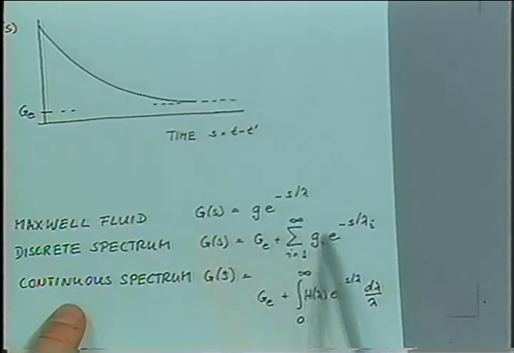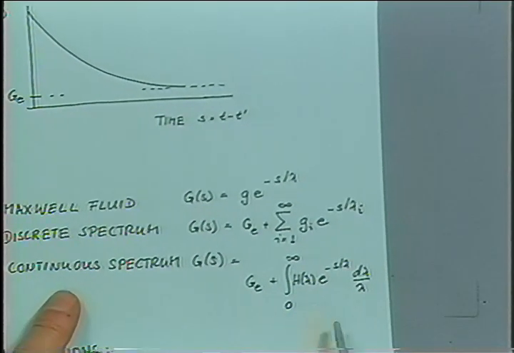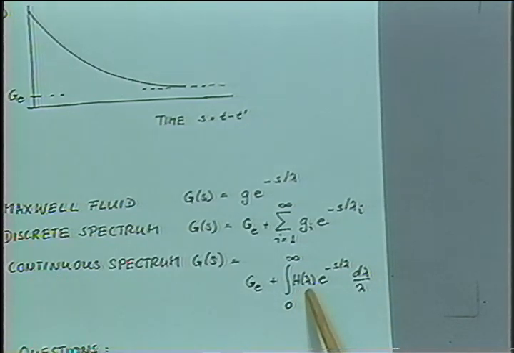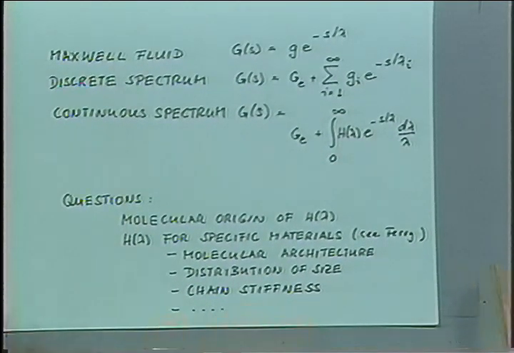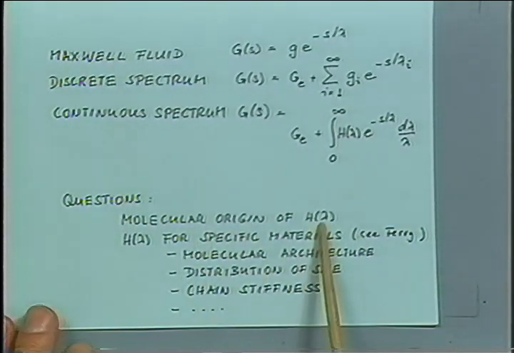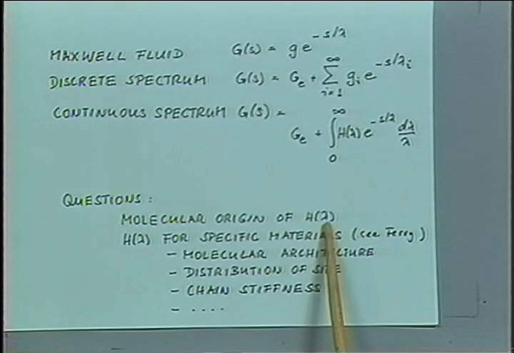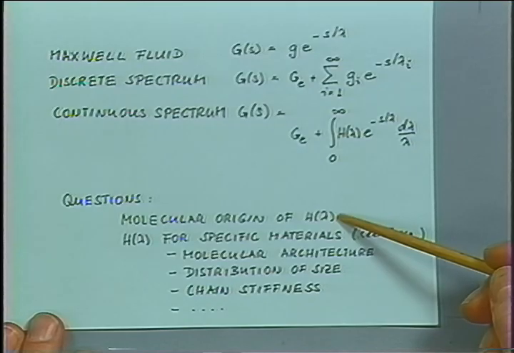And you could rewrite this equation in a continuous format, write the continuous spectrum, so the modulus is given as this type of function, and h of lambda would really be the fingerprint of the material. Now the questions are: what's the molecular origin of this h of lambda? Chemists have been very interested, and polymer physicists would write a model for the molecular motion and then derive this h of lambda from that.